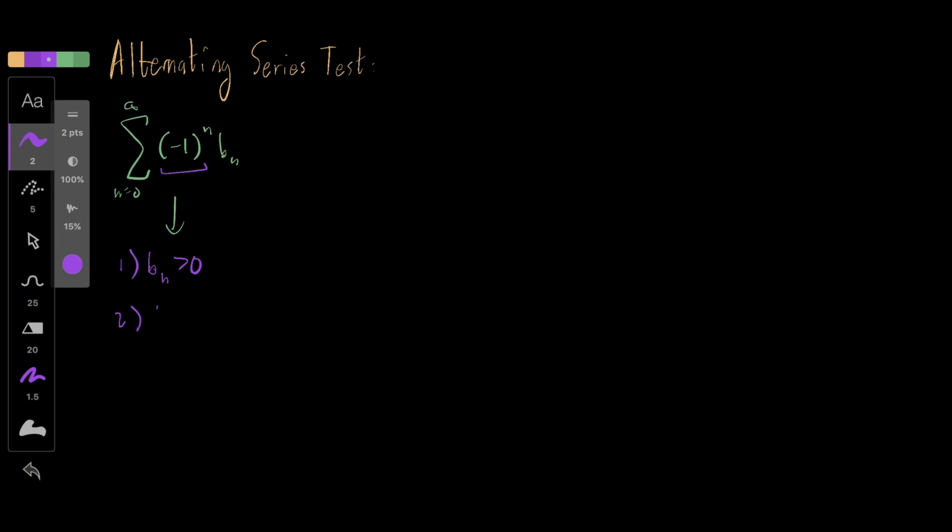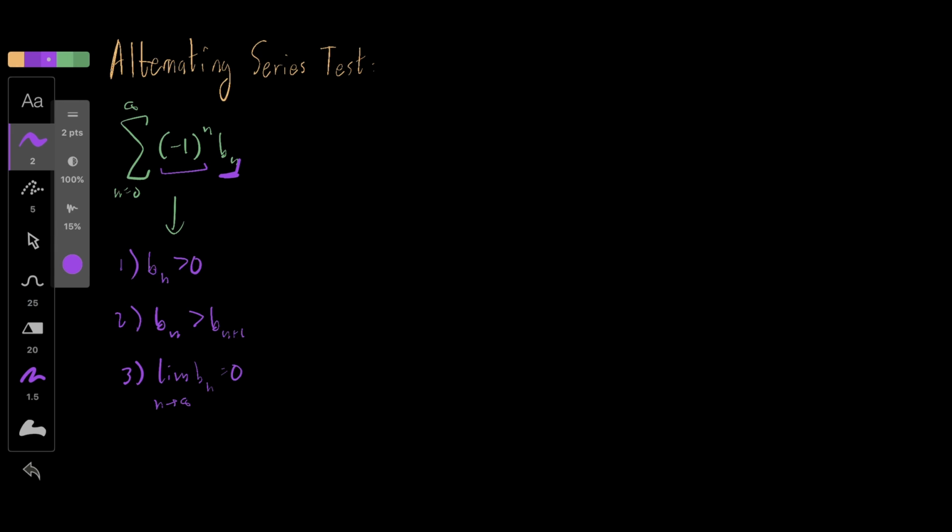The second one is much more important, though. It's that b of n has to be greater than b of n plus 1. Basically, that means every term has to be greater than all the ones after it, or every term has to be less than all the terms before it. And number 3, the limit as n approaches infinity of b of n is equal to 0. That means this term has to approach 0 as n approaches infinity.